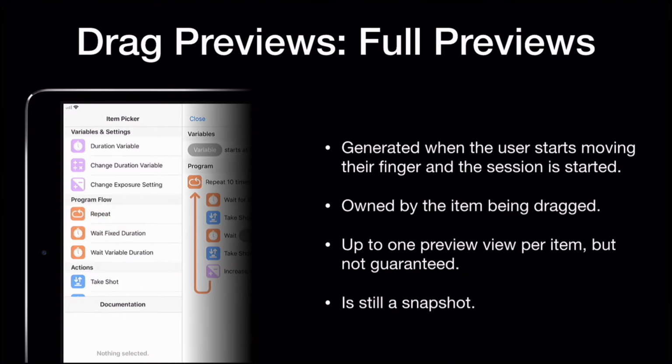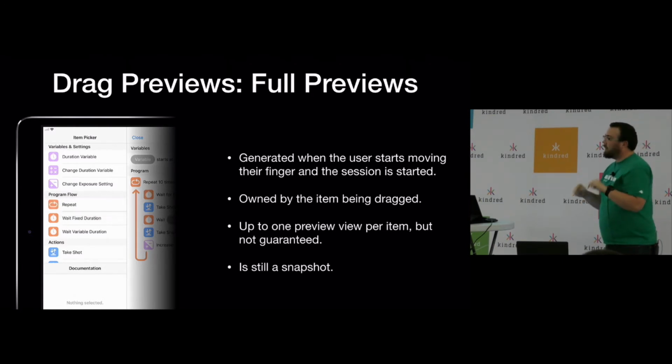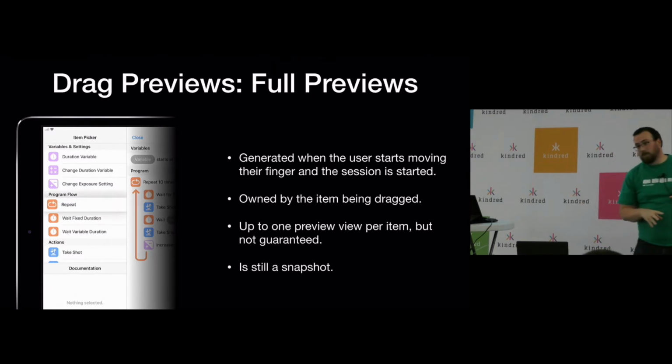This is also a snapshot, but you give it a view. So you can build a view hierarchy however you like, super complicated if you like, but it then takes a snapshot of it. So I don't think you can do anything animated. But you can have a rounded corner, and a fancy mask and whatnot. Now this is owned by the item that is being dragged.